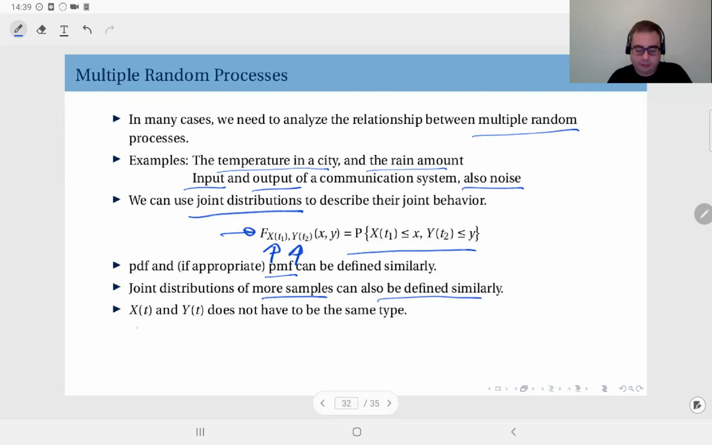Another point is X of t and Y of t do not have to be the same type. One of them could be continuous time continuous value. The other can be discrete time continuous value, or one of them can be continuous time continuous value and the other can be discrete time discrete value. All of these possibilities are there. Okay, you have many scenarios that can arise in such situations.